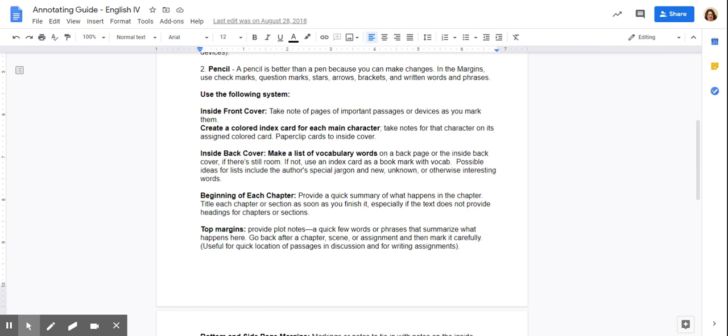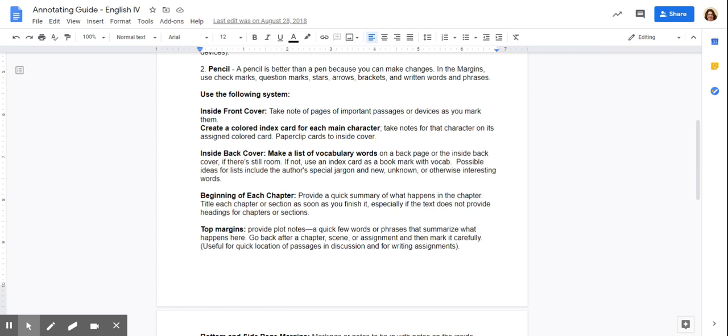The other thing I want you to do is create an index card for each main character. They don't have to be colored. As you're going through the characters, because that's one of the things you're going to write about in your analysis essay, you can look back at those notes. You can have them in a specific place, you can even move them around the novel if you have them on index cards. So take notes for that character, put them inside the book, and move them around the book where you need to be reminded about certain things about the character as you read.